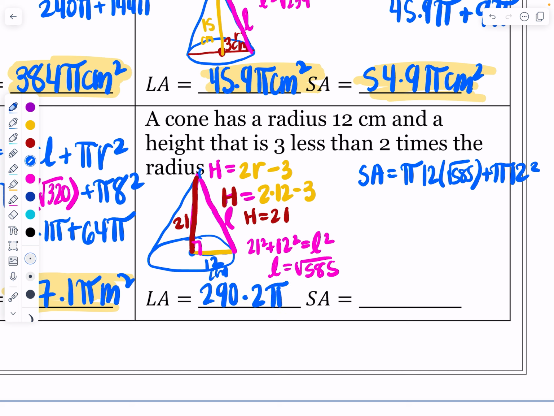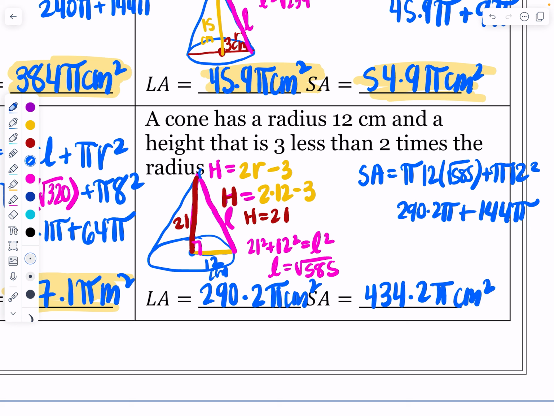290.2 pi centimeters squared. And then, so that's 290.2 pi. What are we going to add to that? We're going to add to that 144 pi. So when we add 144 to that, when we round at the very, very end, we get about 434.2 pi centimeters squared of surface area.